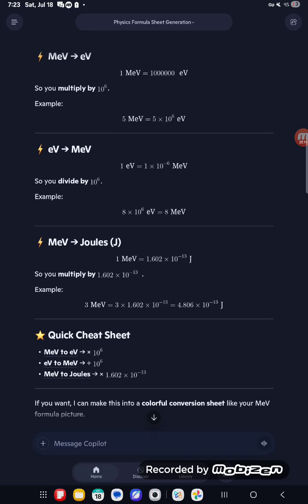So if you want to change mega electron volt to joule, what will you do? 1 mega electron volt is 1.6 into 10 raised to minus 13 joule. Again I am repeating, 1.6 into 10 raised to minus 13. So how much will be 3 mega electron volt? You just multiply 3 into 1.6 into 10 raised to minus 13.